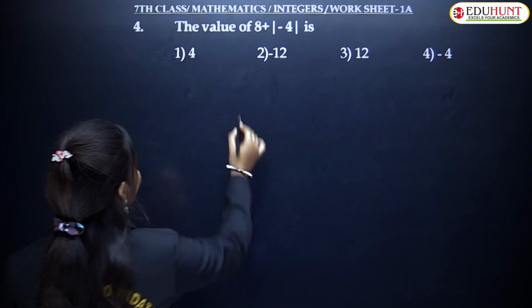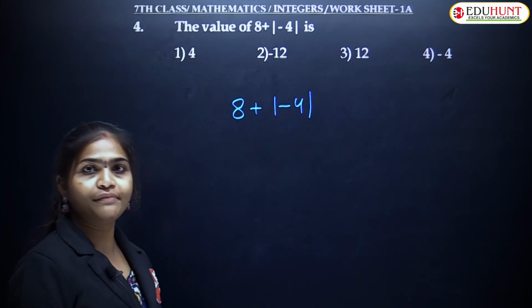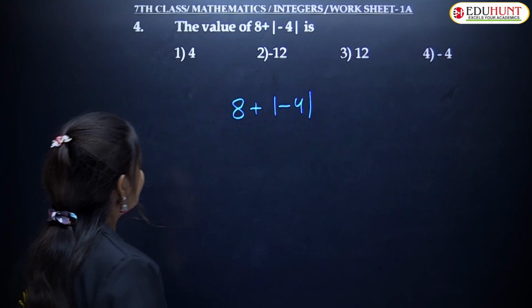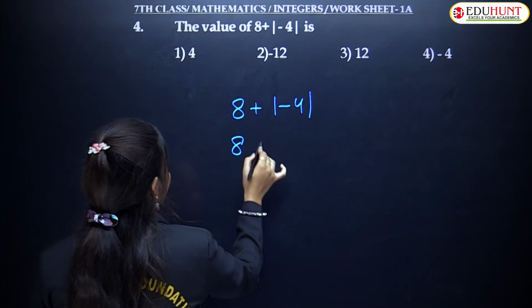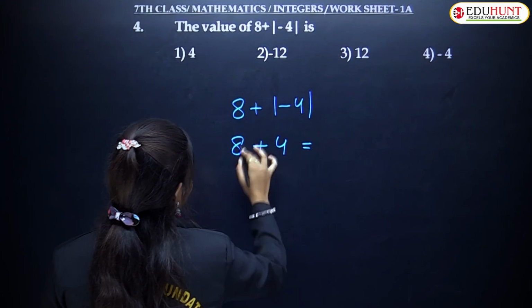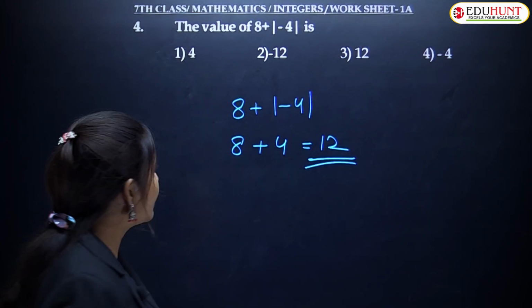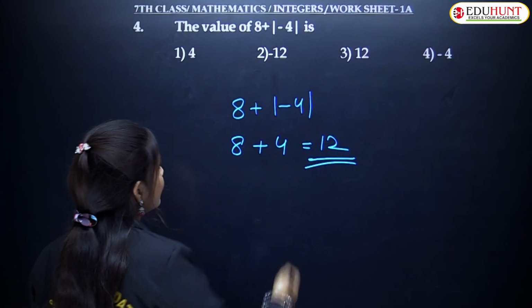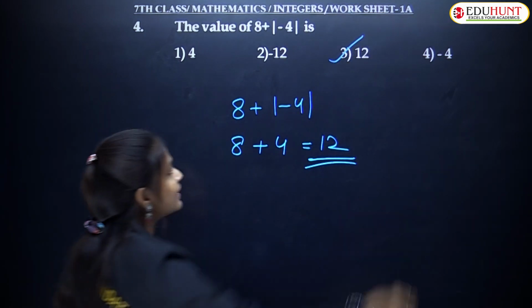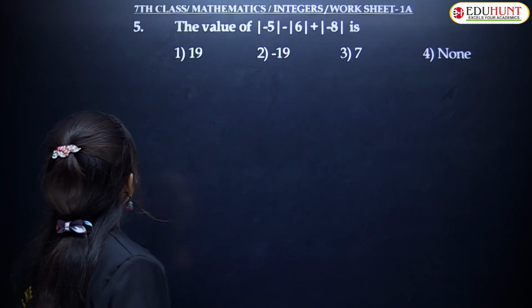Let us see the fourth one. The value of 8 plus the modulus of minus 4. We know that the absolute value of a negative value is positive, so the modulus of minus 4 is 4. So 8 plus 4 is equal to 12. Which option is correct here? Yes, option 3 is correct, that is 12. Understand? Yes.